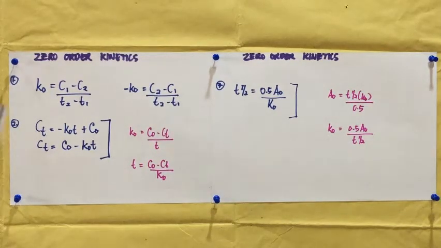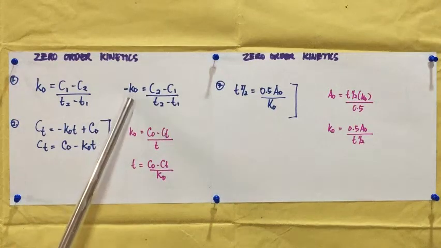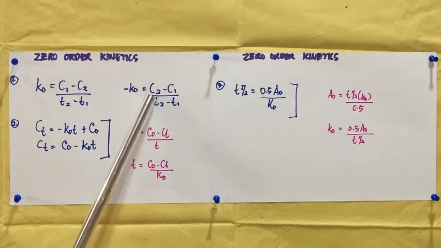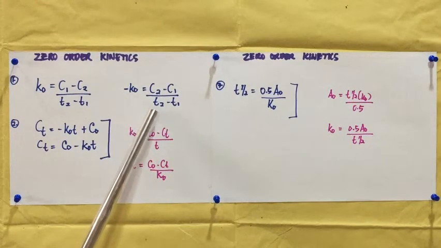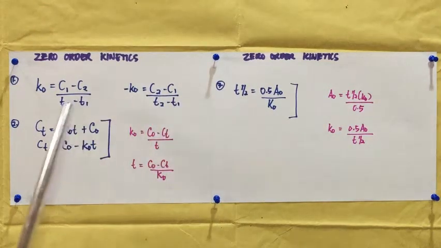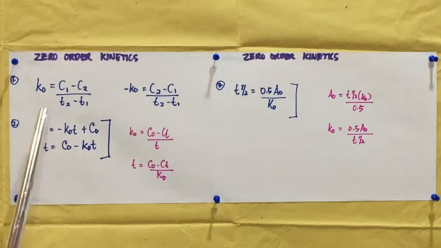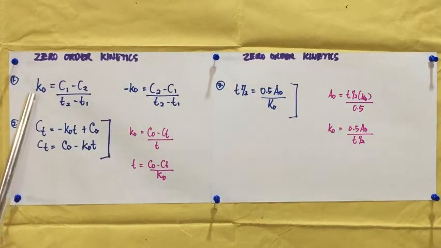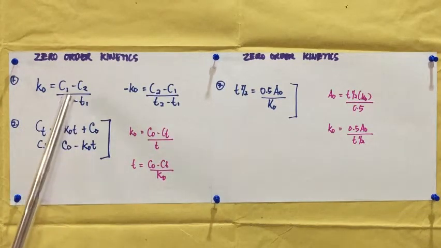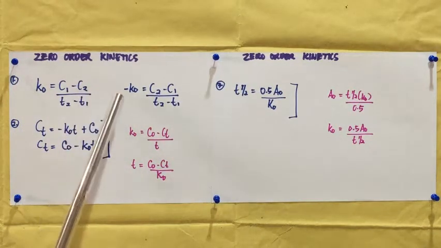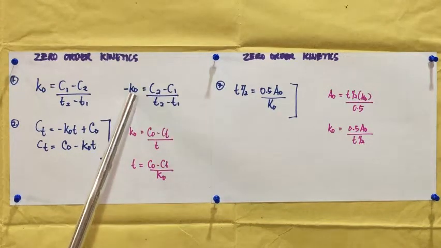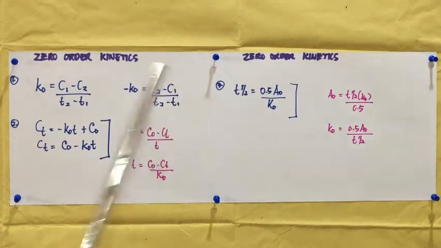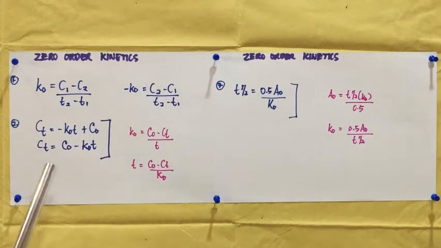In some other books, this is written as negative KO is equivalent to C2 minus C1 divided by T2 minus T1. If you look at the two, the only difference is that this is positive, this is negative. But if you want this formula, you start with C1 minus C2. But if you're going to use the negative KO, so C2 minus C1. So that's their difference. But kahit saan dyan ang gamitin mo, you will arrive at the same answer.